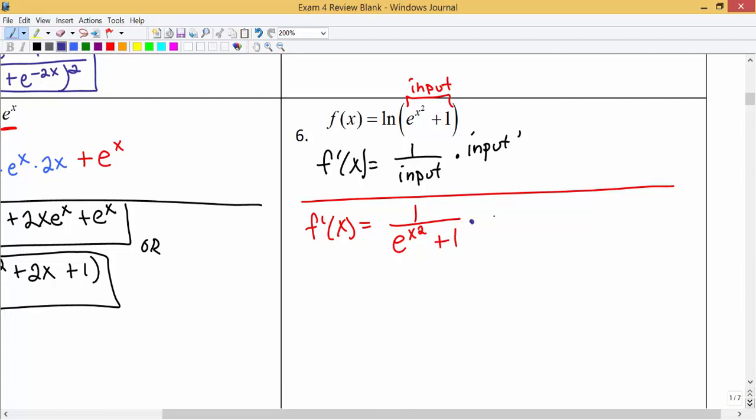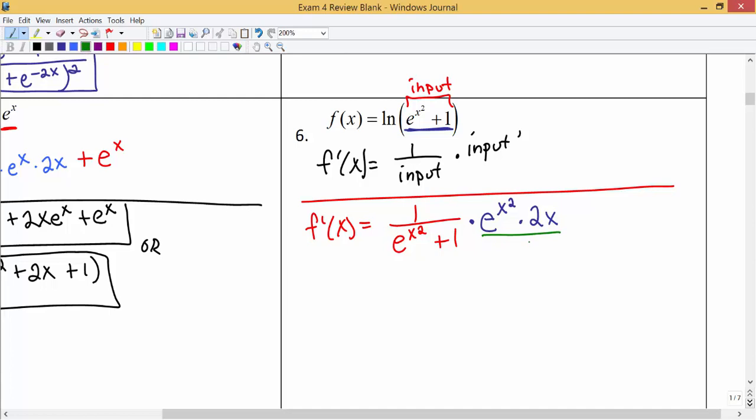times the derivative of the input. So we're going to take the derivative of e to the x squared power. So that would be e to the x squared power times the derivative of the exponent. So the derivative of x squared would be 2x. Okay, the derivative of the second term, plus 1, of course, is just 0, so that is it.